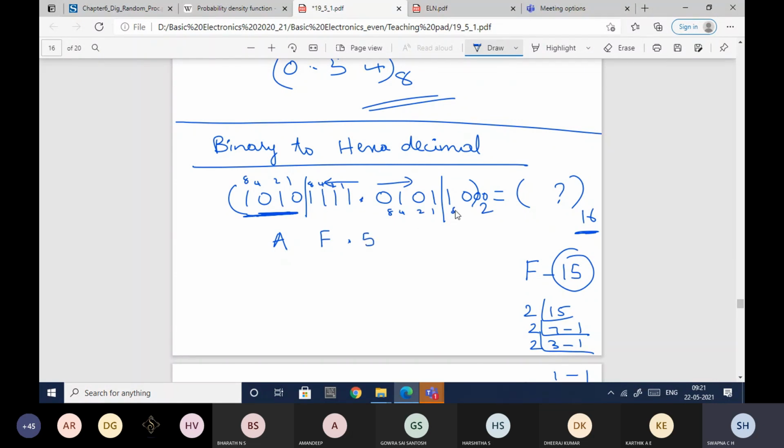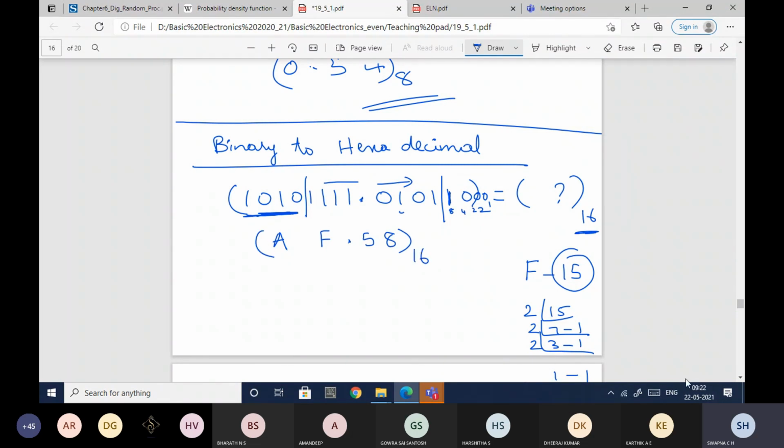Here also 8421. See, I'm writing it. It is not that you need to represent this, whatever I'm writing here. No, you need not write. This is only like I'm explaining to you how to do this. 8421. Only one, here I have 1. Rest all it is 0. So 8. This is base 16.